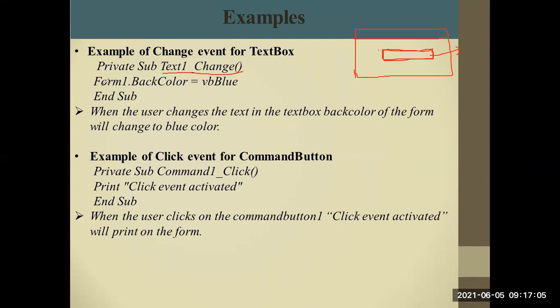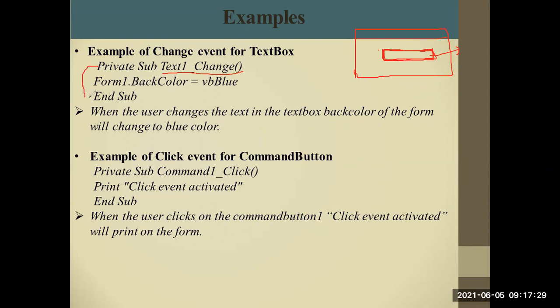Now whatever changes I have to make, I have to make them in form one. So it is a form. Then back color is a variable where I am storing the color. That's why I have written form dot one back color is equal to VB blue. Now VB blue represents the blue color. Fine. So whatever your color is in the text box, it will be converted into the blue color.